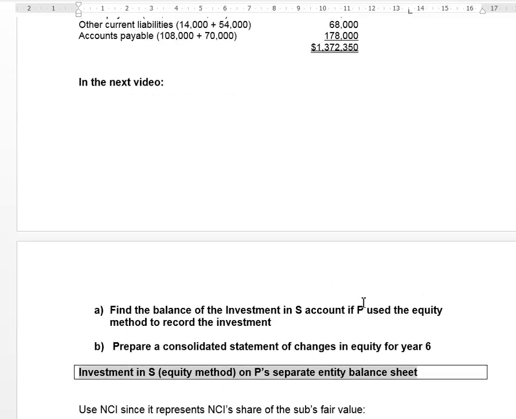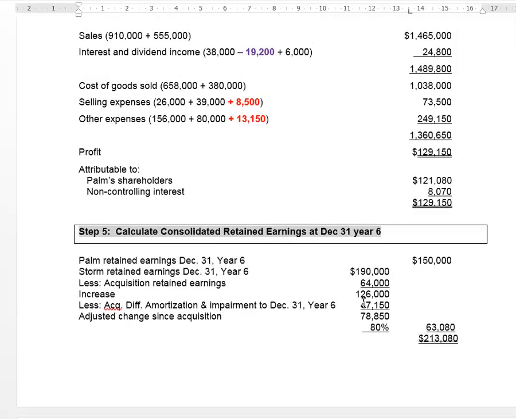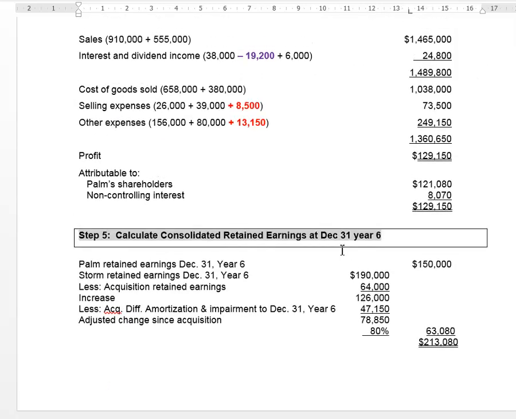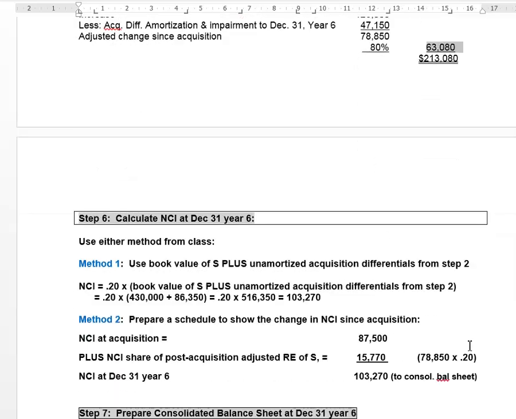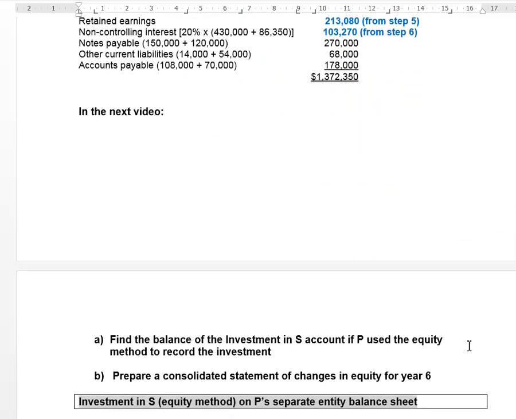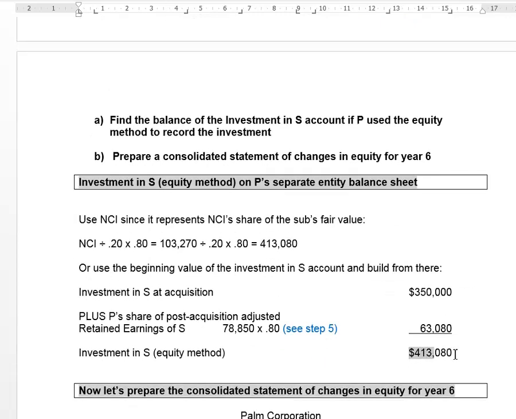And you remember from step 5, when we calculated our consolidated retained earnings balance, we had that number, right? We said that the post-acquisition adjusted retained earnings of the sub at the date for which we're calculating the investment in the sub account, which is at the end of year 6 on P's separate entity balance sheet, is $78,850. If we take our share of the post-acquisition adjusted retained earnings of the sub, all we need to do in essence is add that to the investment at cost in order to get $413,080. That's one way to do it.